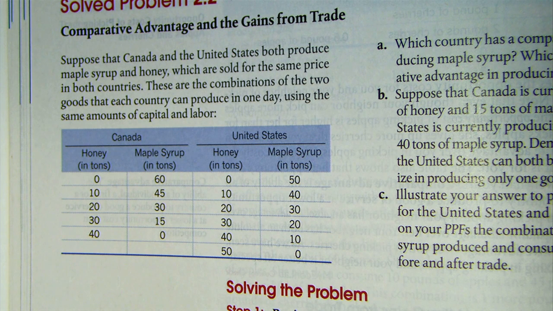Now for the US, the opportunity cost of producing maple syrup, right? No, we're still on honey. With 10 more units of honey, you have to give up 10 units of maple syrup. That's going to be 10 divided by 10 equals 1. So because the US has a lower opportunity cost for producing honey, they're going to have the comparative advantage.